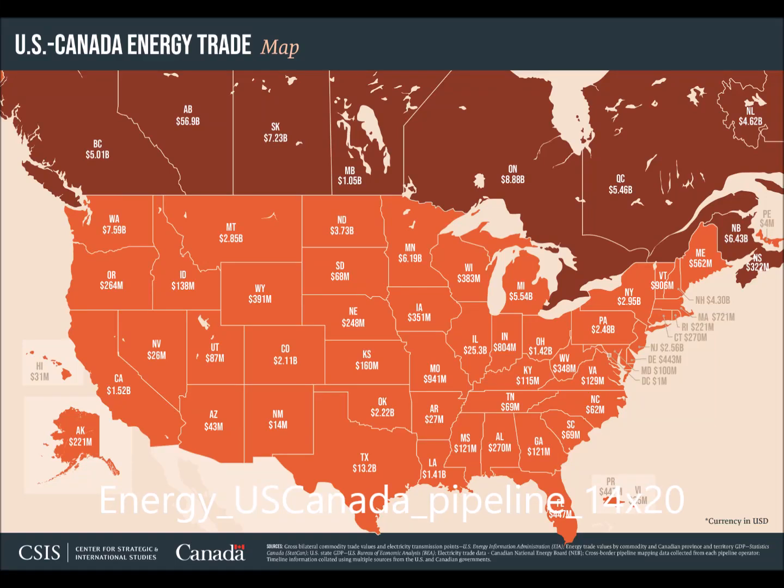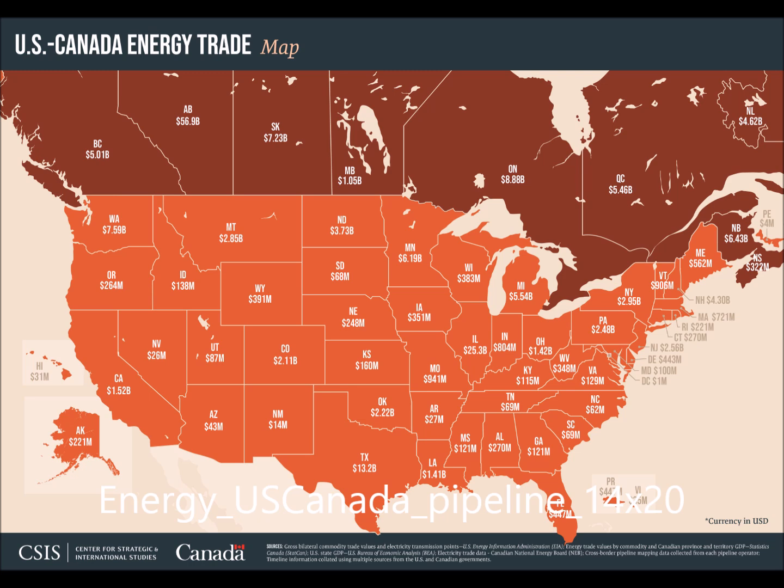This map visualizes the US-Canada energy trade relationship by highlighting the monetary value of trade between specific regions. Using a color gradient, it shows that energy trade is concentrated in certain areas, with provinces like Alberta and states like Texas exhibiting the highest trade values. This suggests that these regions play a crucial role in the energy sectors of both countries.